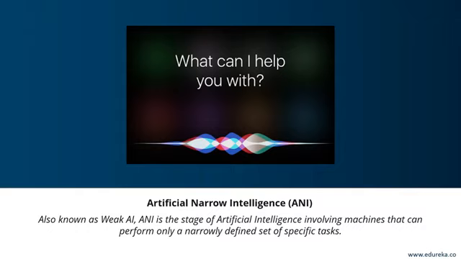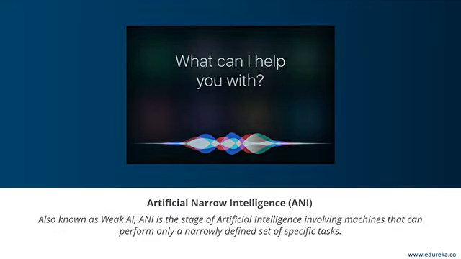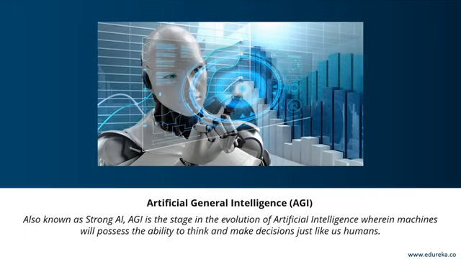Right? At this stage, the machines don't possess any thinking ability. They just perform a set of predefined functions. Examples of weak AI include Siri, Alexa, AlphaGo, Sophia, the self driving cars, and so on. Almost all the AI-based systems that are built till this date fall under the category of weak AI or artificial narrow intelligence. Next, we have something known as artificial general intelligence.